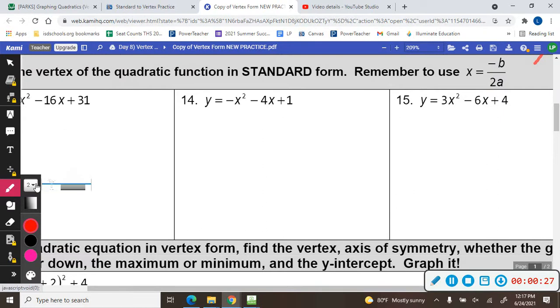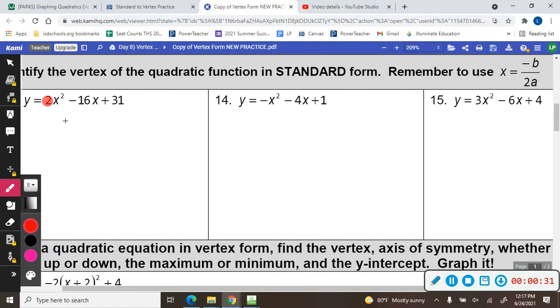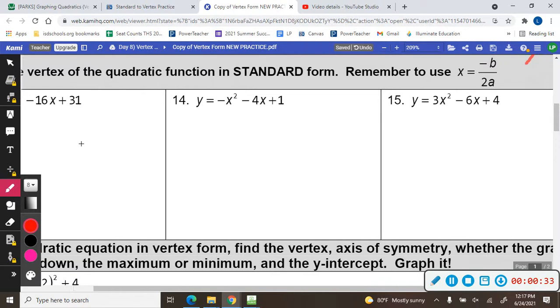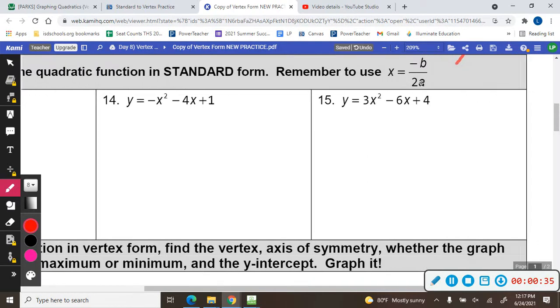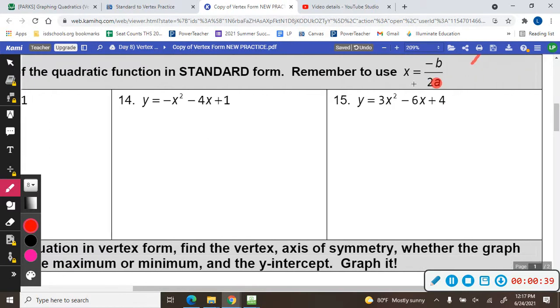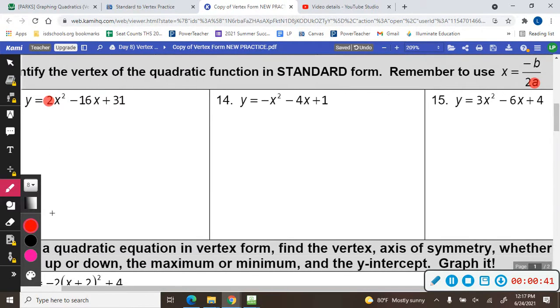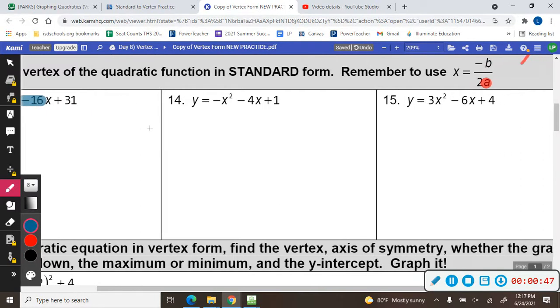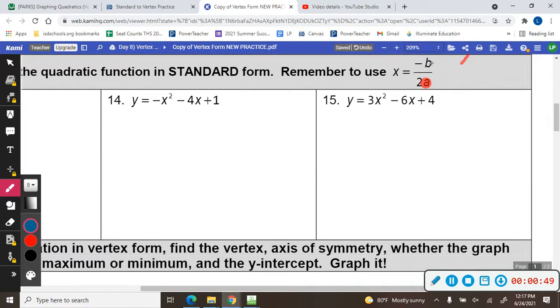Well, we've already learned that this number right here, that's what we call the a. So I will be putting an a right there. So in mine, I'll be putting a 2 in for a. And I also know the second number is what we call a b. So I will be putting that right here. And what this will tell me is the x value of the vertex.